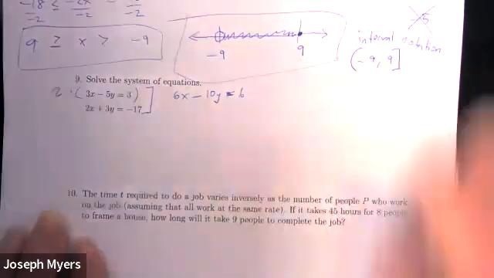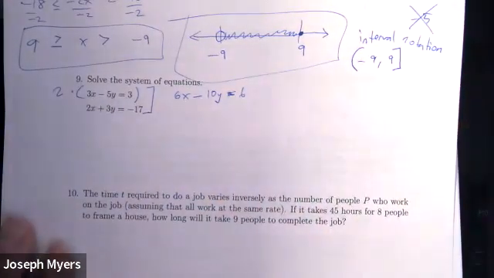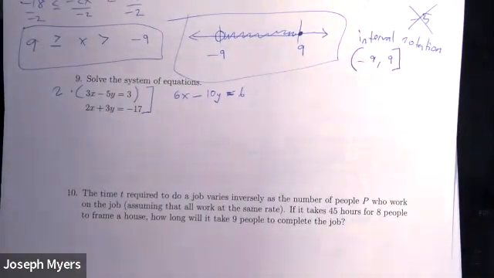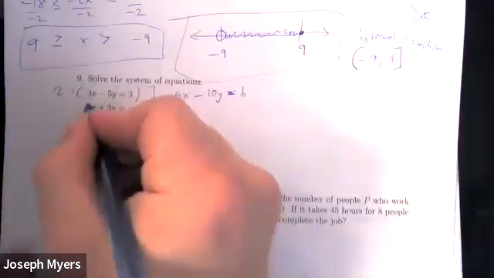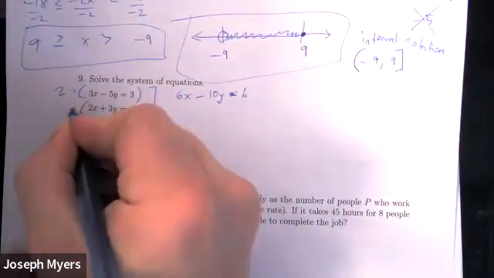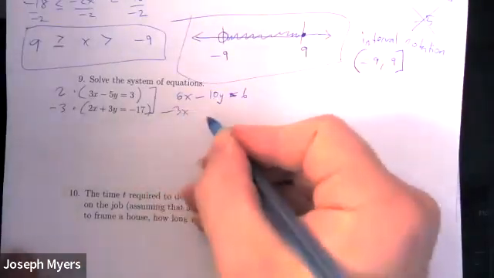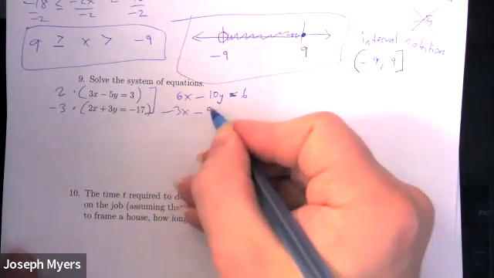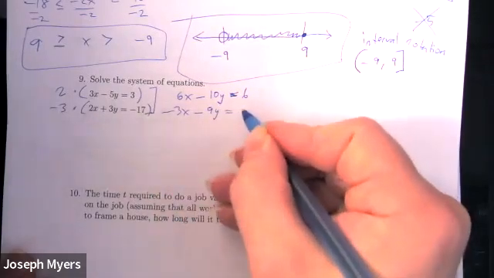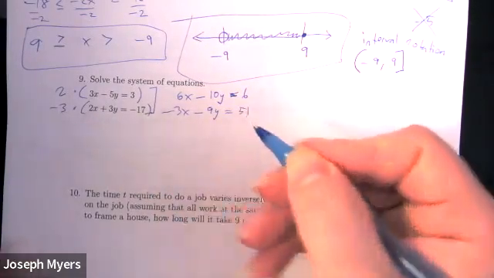Equals 6, right? And now I need to get the bottom x to become the negative least common multiple. So if I got the top x to become 6x, what do I do to make the bottom x become negative 6x? Multiply by negative 3, correct. So multiply this by negative 3. So then you get negative 3x minus 9y equals 51, I think.